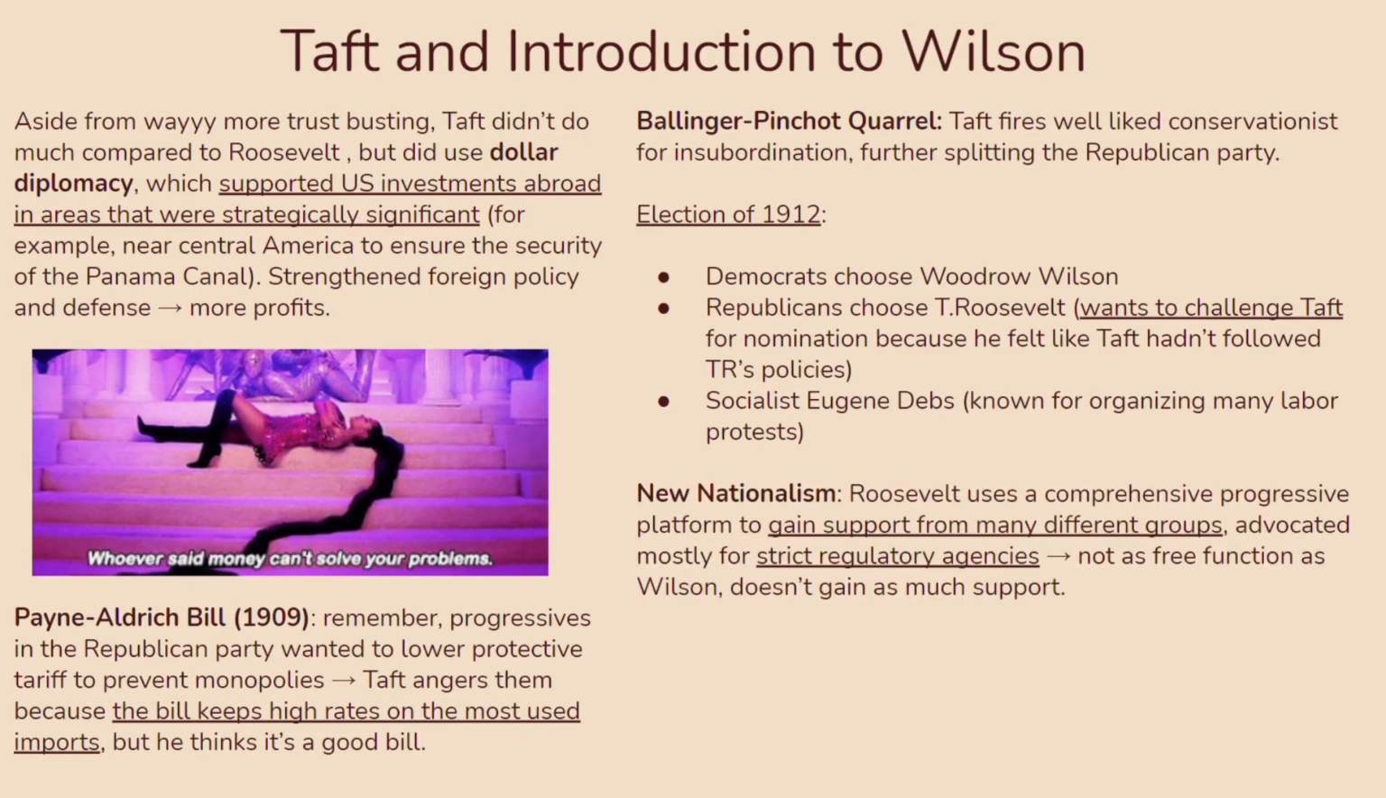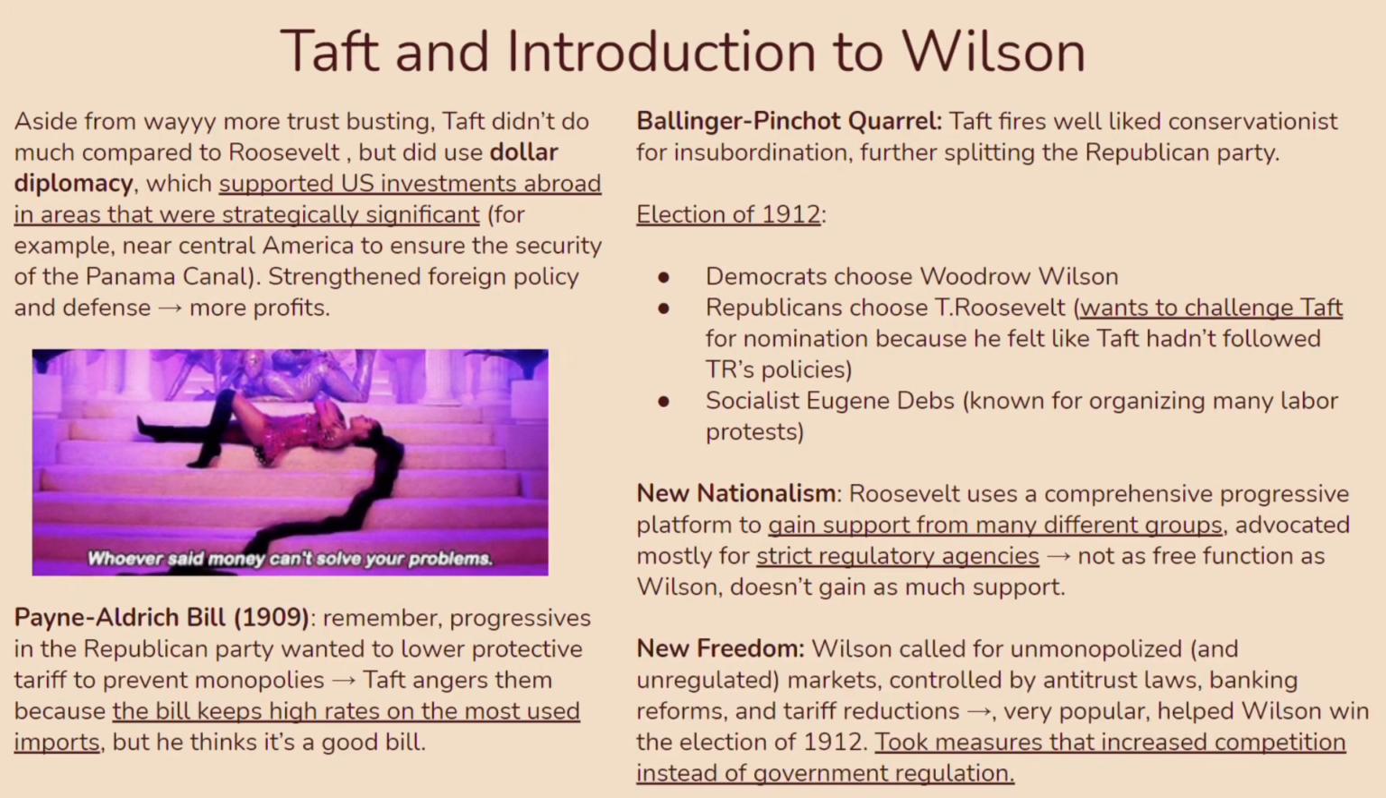And during the election, Roosevelt is going to run on the New Nationalism platform. And this was essentially a comprehensive and very progressive platform in order to gain support from many different groups, and it advocated mostly for strict regulatory agencies, so it's not as free function as Wilson's platform is going to be, as I'll talk about in a minute, and it doesn't really gain much support.